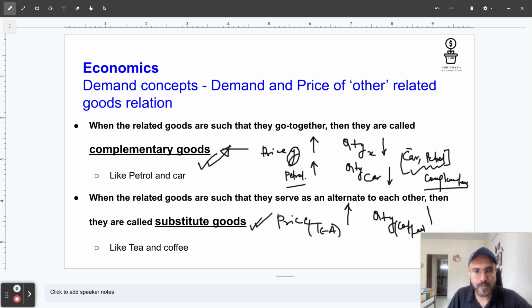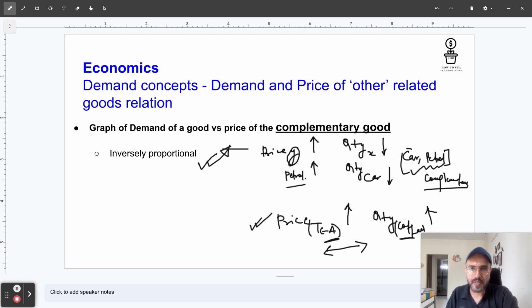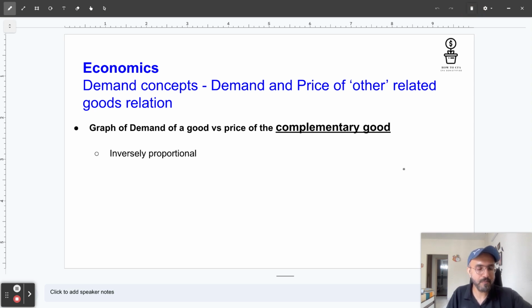So this is a very, very beautiful concept, boys, that tea and coffee, or any substitute goods, are directly related. Price and quantity demanded are directly related. So if the price of tea is increasing, then the quantity demanded for coffee will also increase, because people will switch over to coffee from tea. Got it? Now it is very simple to demonstrate this with simple graphs also.